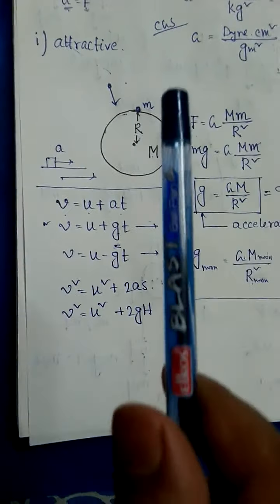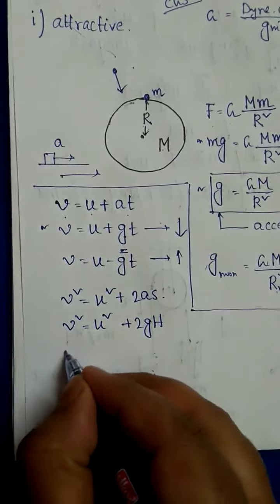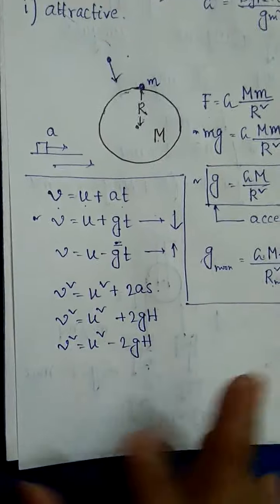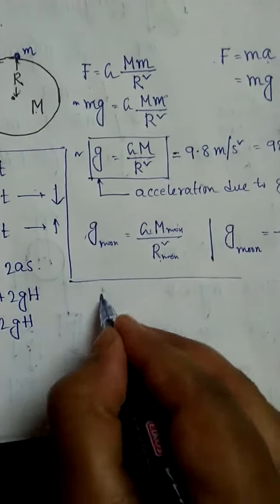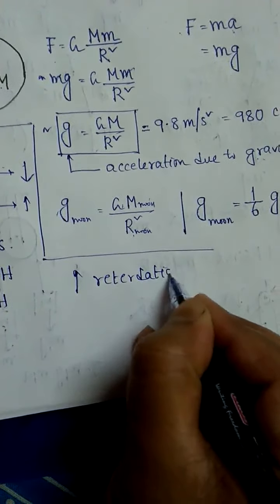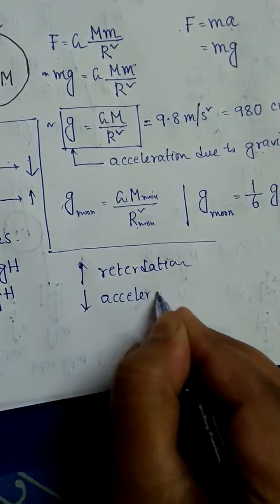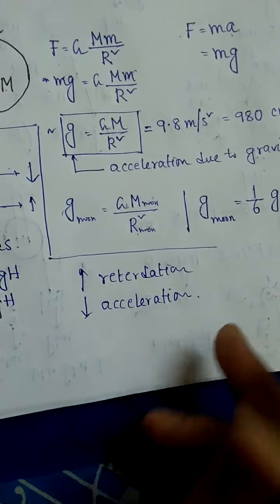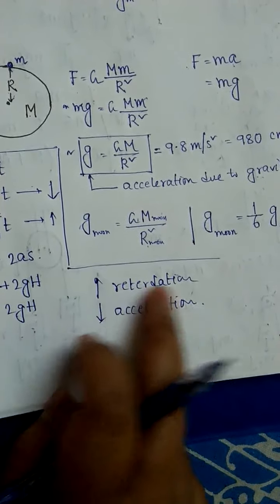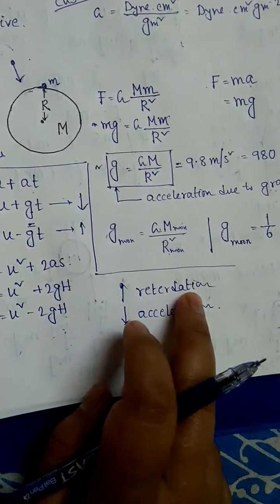So when it is falling from a certain height or coming upward to a certain height, then v square equals u square minus 2gh. Just keep one thing in mind: when going upward, there is retardation, and when going downward, there is acceleration. Because when it is coming downward, the earth is pulling it, and when it is going upward, the earth is also pulling it, and that is why it is a slowing down motion. That means retardation is working there.